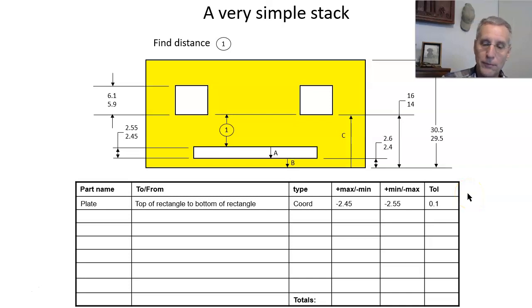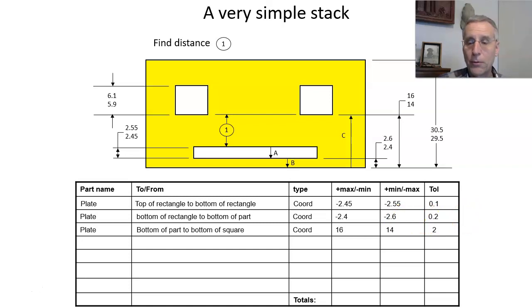So that was step one. With step two, we're going from the bottom of the rectangle to the bottom of the part. Again, it's a coordinate tolerance. We're going in a negative direction. So we put the min absolute value in the left, the max absolute value in the right, and there's our difference.